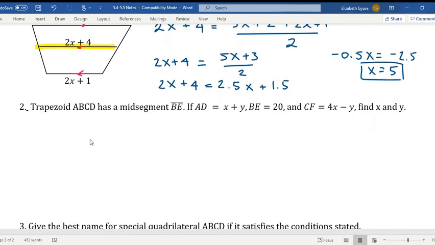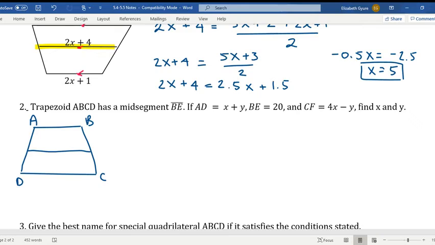All right, number 2, trapezoid ABCD has mid-segment BE. If AD is x plus y, BE is 20, and CF is 4x minus y, find x and y. Everybody's favorite kind of problem. Uh-oh. So something that could be helpful to you would be to draw a diagram. So I'm going to. Here is my trapezoid. My trapezoid is A, B, C, D. Anytime you label something like that, make sure you go in alphabetical order.